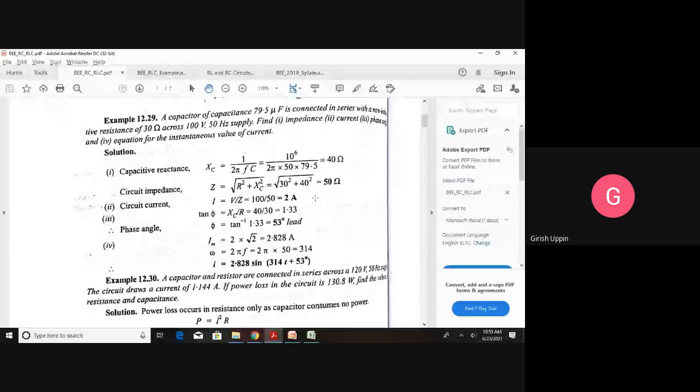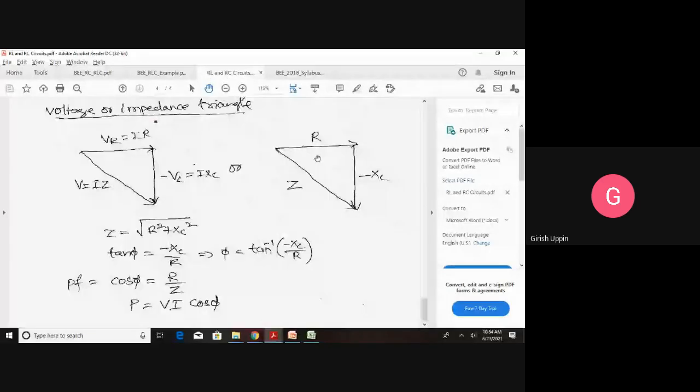Then next is the phase angle. We have to find the angle between the voltage and the current. How to find that? If you remember the impedance triangle, from this circuit, this is the phi. From this impedance triangle, we can easily write tan phi.